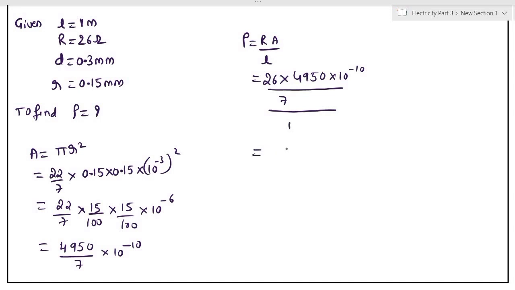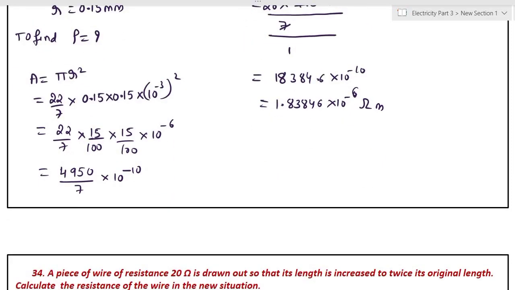So when we simplify this, we cancel this one, 7 7s are 49, 7.1. So when we simplify this, we will get 18384.6 into 10 to the power minus 10. When we simplify further, 1.3846 into 10 to the power minus 6 ohm-meter is the answer for the given question. Let us move to the next question.